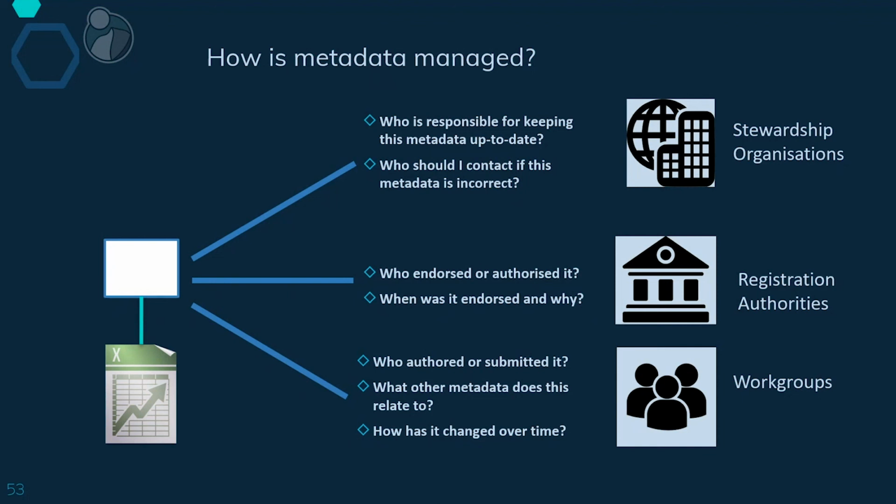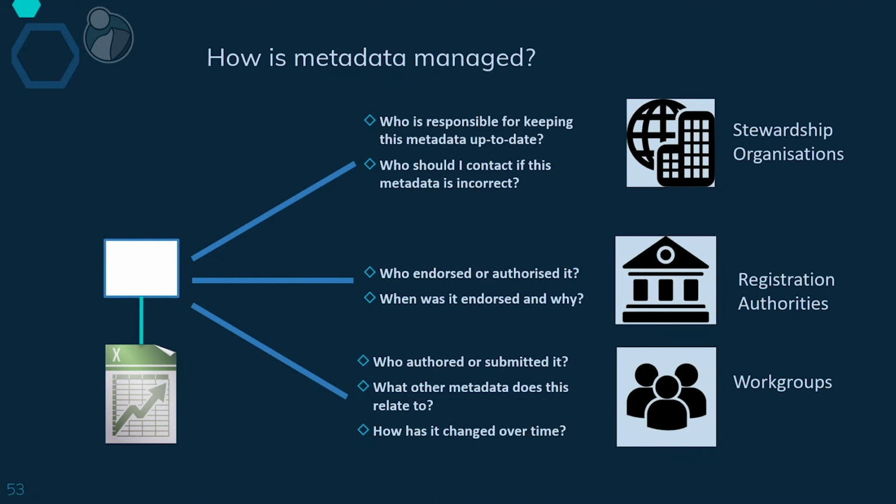Firstly, we have our registration authority. So this is where we start talking about that endorsement. We can have multiple registration authorities within a stewardship organization or across stewardship organizations responsible for endorsing metadata. This is what allows us to give the stamp of approval to say this metadata is good for use. And we need to know, when we endorse this information, who endorsed it, why, and whose authority did they have to do it.